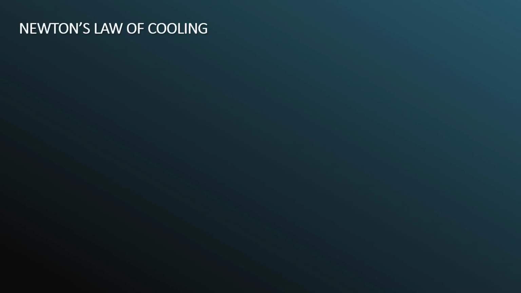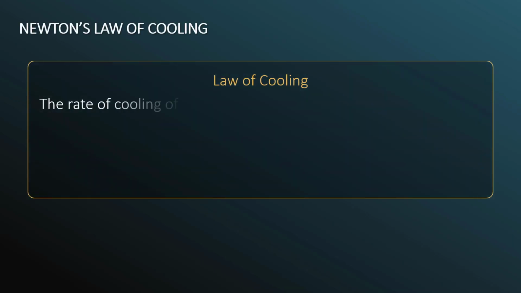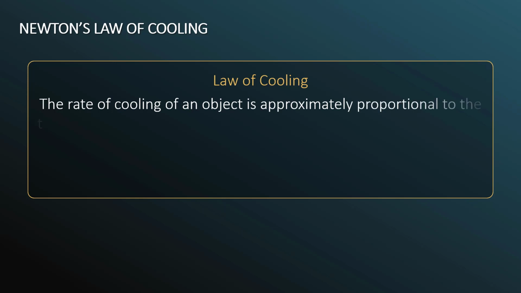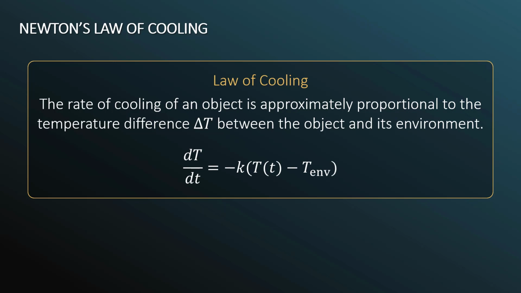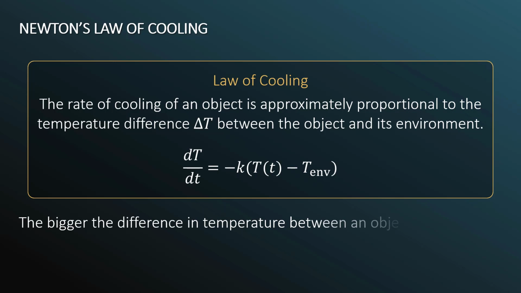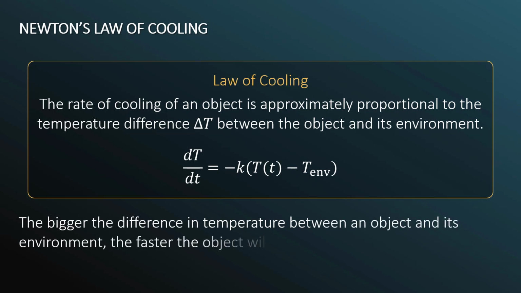Newton's law of cooling. The rate of cooling of an object is approximately proportional to the temperature difference between the object and its environment. Mathematically, we see it written as shown here. This simply means that the bigger the difference in temperature between an object and its environment, the faster the object will change temperature. Now, I don't expect you to understand this equation or know how to do anything with it. All I want you to take away is that the bigger difference in temperature that exists between an object and its environment, the faster the object will change temperature.